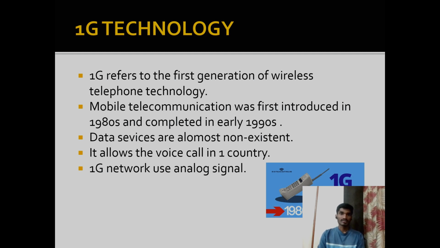1G refers to first generation of wireless telephone technology. Mobile telecommunication was first introduced in 1980s and completed in early 1990s. So at that time, data services were almost non-existent. It only allowed voice calls in only one country. 1G networks use analog signals.